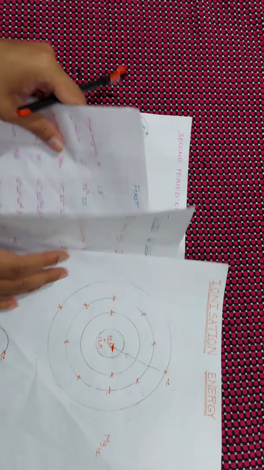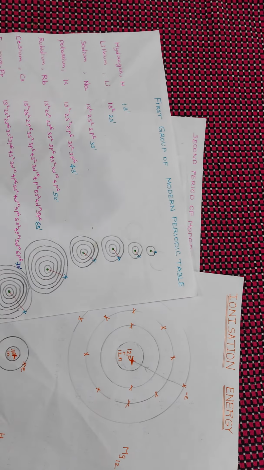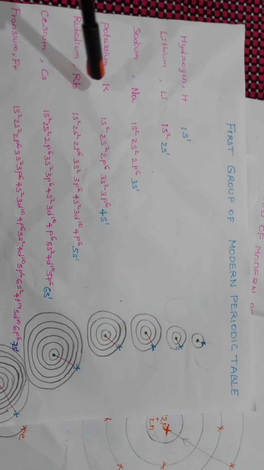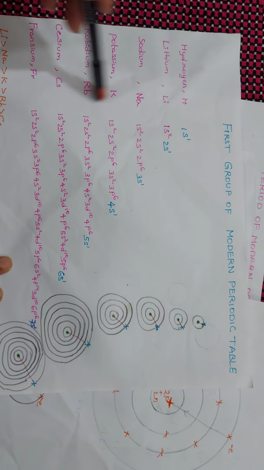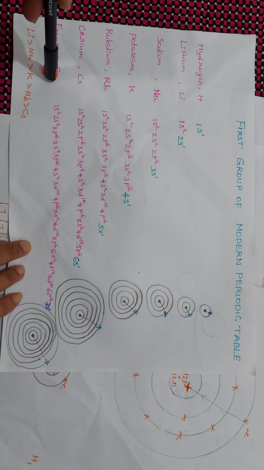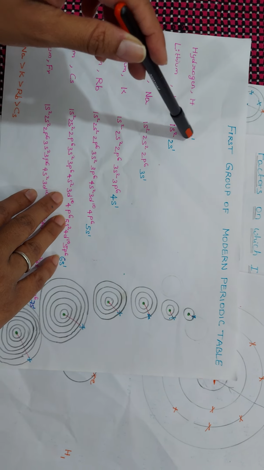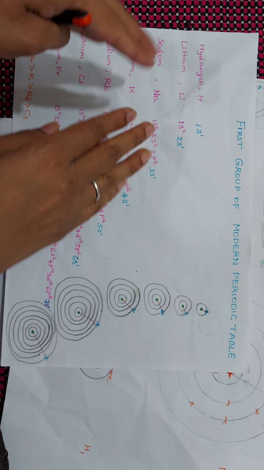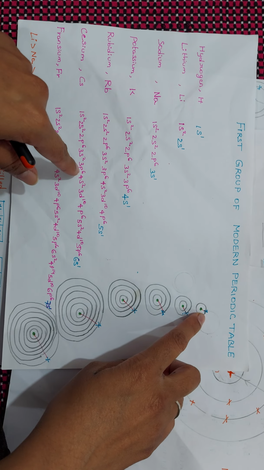Using that, we can say, in the periodic table, the first group: hydrogen, lithium, sodium, potassium, rubidium, cesium and francium. As we are going down the group, the size increases because the valence shell is s orbital only, but as we go down the group, the number of orbits goes on increasing. Here the first orbit is there.